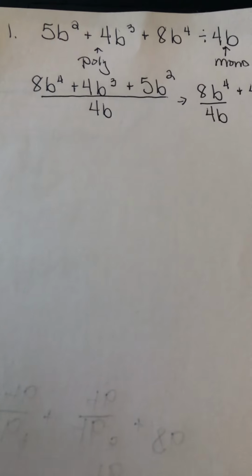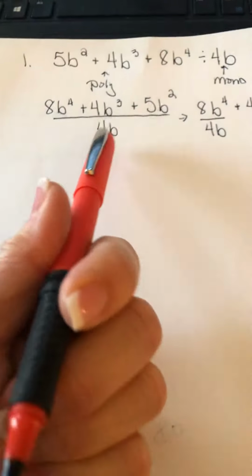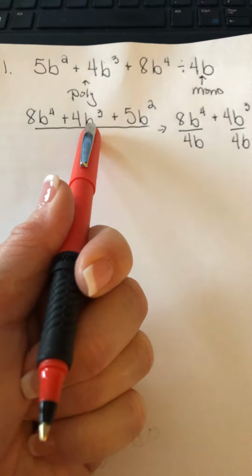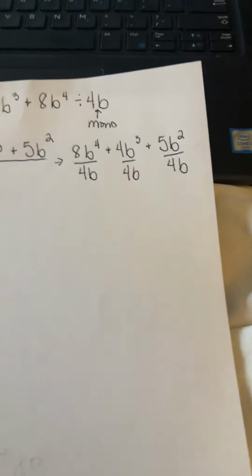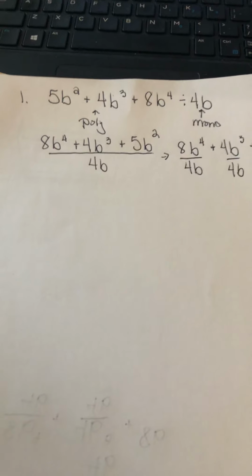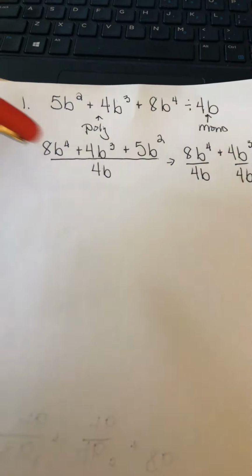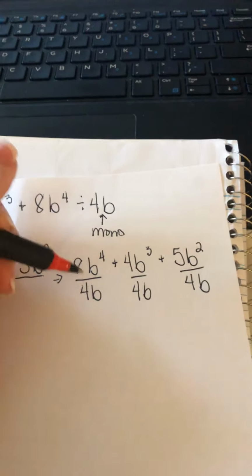Now, when you have a monomial, you will actually treat it just like it is a common denominator to the 8b to the 4th, 4b cubed, and 5b squared. So here I just rewrote it out as a common denominator. So these two are the same. It's just here we just drew one big line to make it like one problem. But here I broke it up, so it's kind of like 3 little separate division problems. So all we have to do here is to just simplify this.